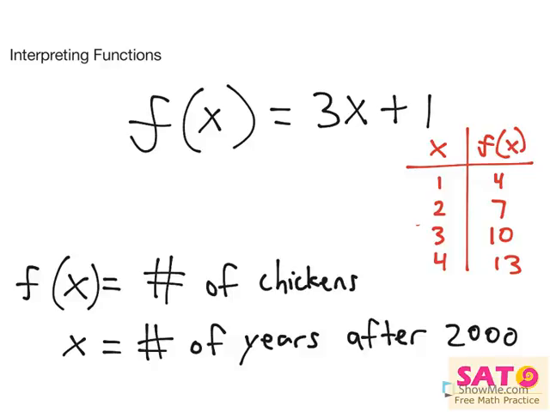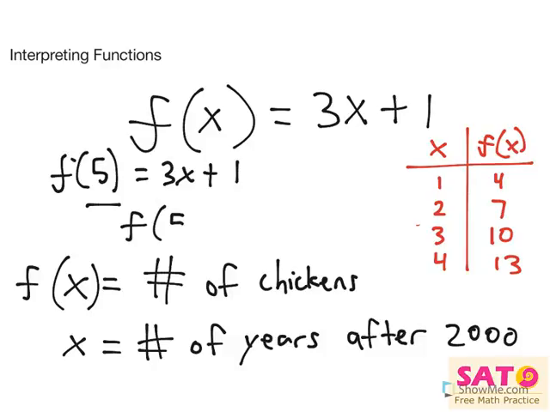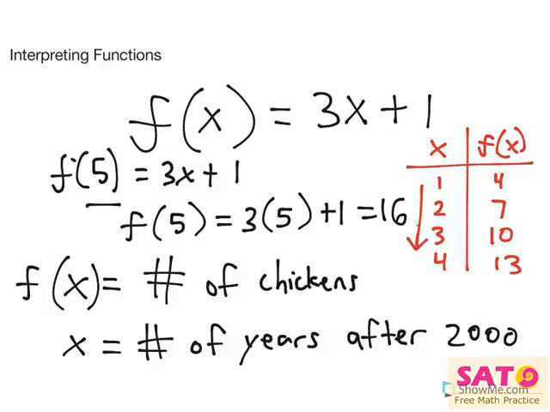So let's say we have x equals 5. The notation we would use would be f of 5 equals 3x plus 1. And we know that 5 represents the number of years. If we plug it in, we would get f of 5 equals 3 times 5 plus 1, which is 16. Now we know that 5 years after 2000, we would have 16 chickens. From this, we can also notice that it's a directly proportional relationship. As the number of years increases, the number of chickens increases. We can analyze a lot of different components of a function by just looking at it and finding various parts of data.